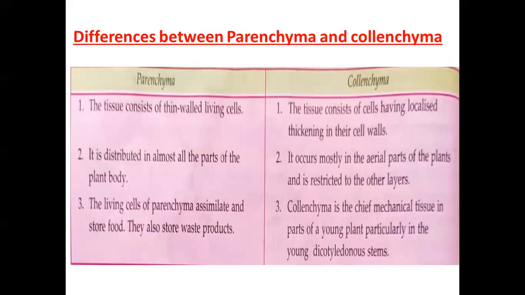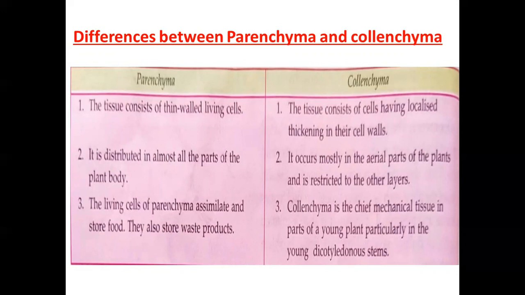Now next, the difference between parenchyma and collenchyma. Now what is parenchyma, children? The tissue consists of thin walled living cells, that is known as parenchyma. Collenchyma: the tissue consists of cells having localized thickening in their cell walls. Second, parenchyma is distributed in almost all the parts of the plant body. And collenchyma occurs mostly in aerial parts of the plants and is restricted to outer layers.